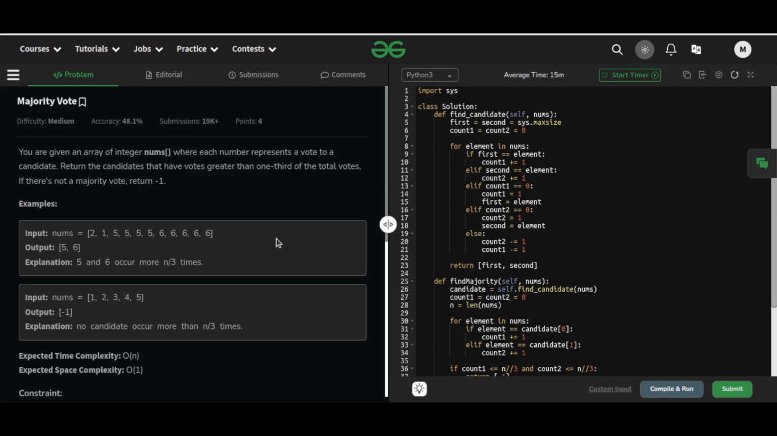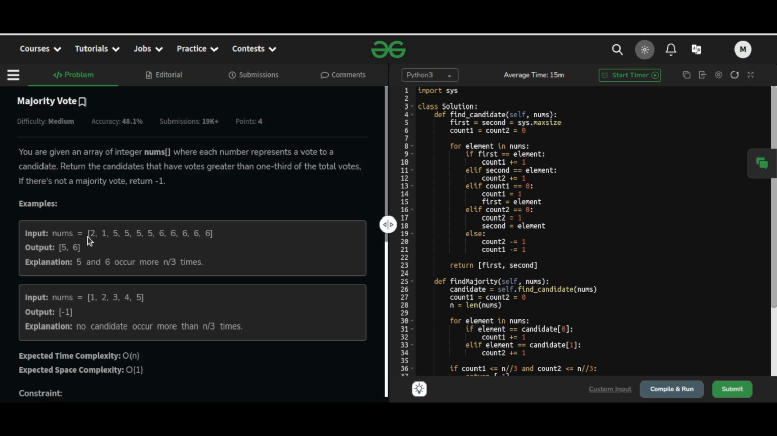Hello guys, in this video we are going to discuss the solution of the problem majority vote. So let us look at the problem statement. The problem statement says you are given an array of integer nums where each number represents a vote to a candidate. Return the candidates that have votes greater than 1/3 of the total votes. If there are no majority vote, return -1.